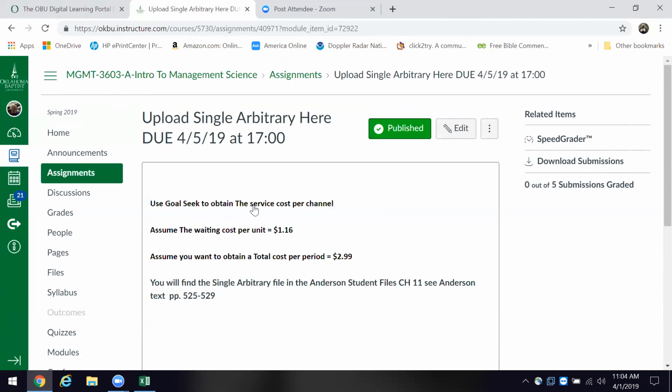Now, I'm going to ask you to change some variables there using Goal Seek, and then we'll talk about that a little bit more, and we'll look at some more network analysis cases next week. One of the things in Single Arbitrary that will be a little different is that we're just going to limit our usage to Goal Seek, okay?